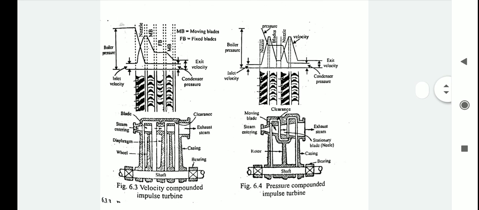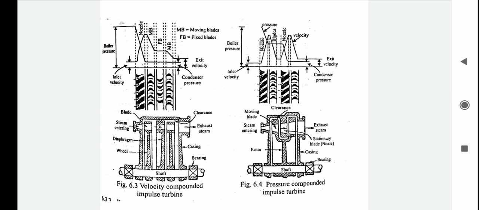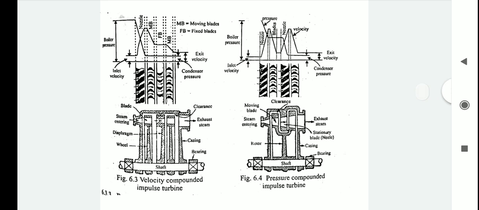Also we know that for maximum utilization, the exit velocity of the steam should be minimum or negligible. Hence for better utilization, one has to have a reasonable tangential speed of the rotor in order to achieve this. So we have to use two or more rows of moving blades with a row of stationary blades between every pair of them.